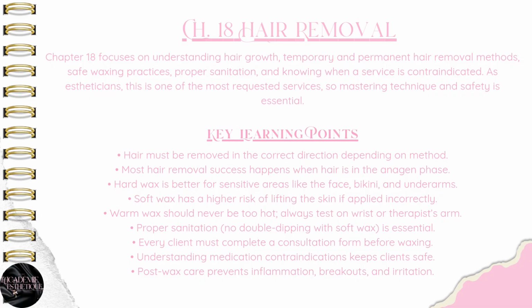Key learning points. Hair must be removed in the correct direction depending on the method. Most hair removal success happens when hair is in the anagen phase, which you will learn more about. Hard wax is better for sensitive areas like the face, bikini, and underarms. Soft wax has a higher risk of lifting the skin if applied incorrectly. Warm wax should never be too hot. Always test on your wrist or the therapist's arm.